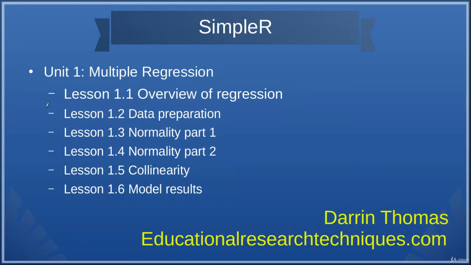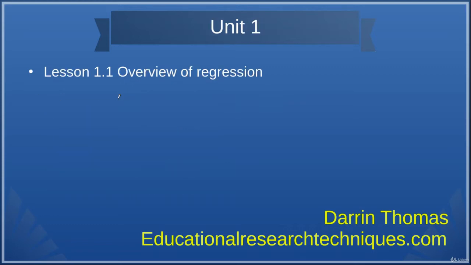We're going to go ahead and get started with lesson 1.1, but this is actually the beginning of the first unit. And in this unit, we're going to be taking a look at multiple regression. As you can see on the screen, this particular unit is divided into 6 parts. We're going to start with the overview of regression, as I already mentioned. We're going to take a look at how to prepare data. We're going to do 2 lessons on dealing with normality when it comes to regression. Then we're going to deal with collinearity, and lastly, we're going to look at the results of the model. So why don't we go ahead and get started by taking a look at an overview of regression.